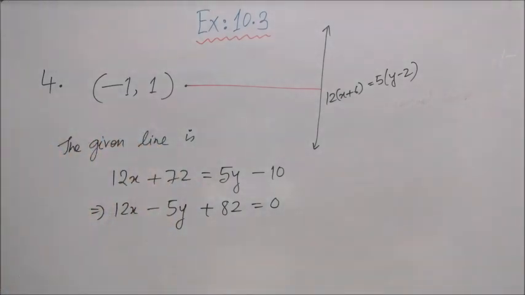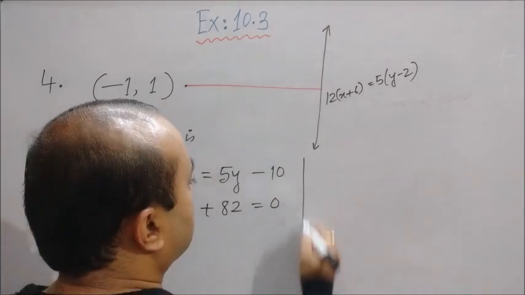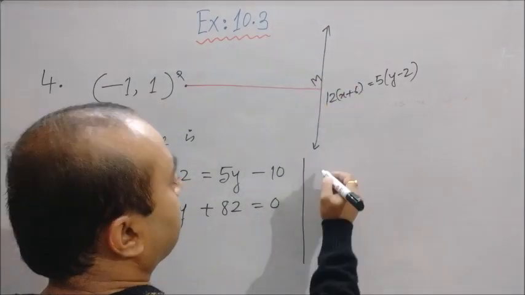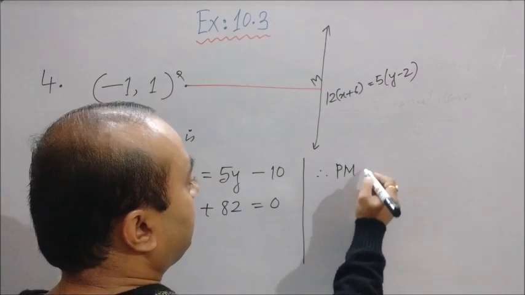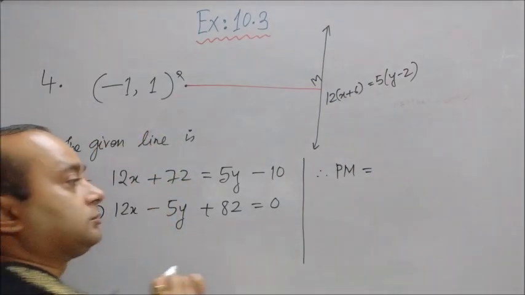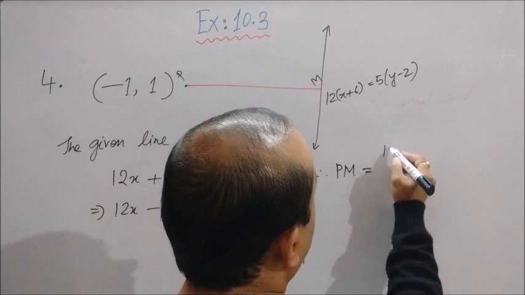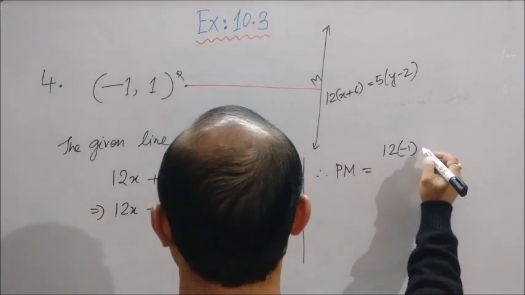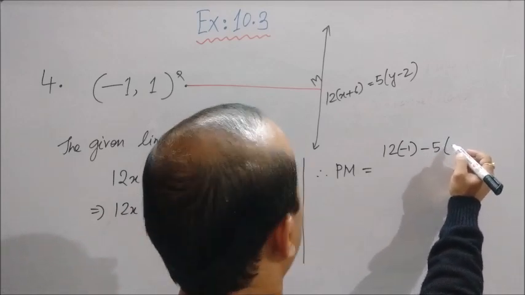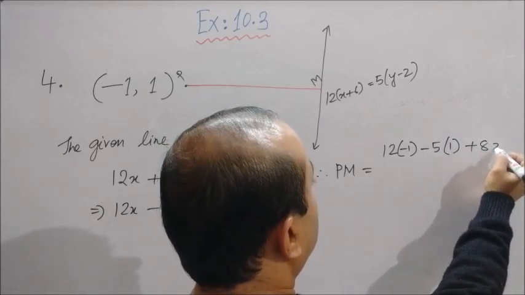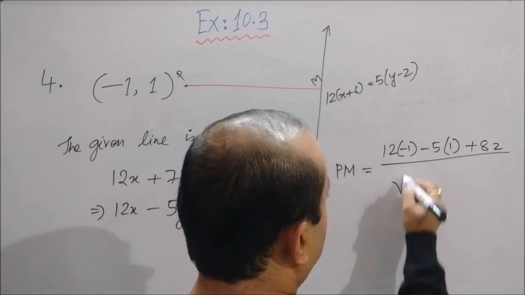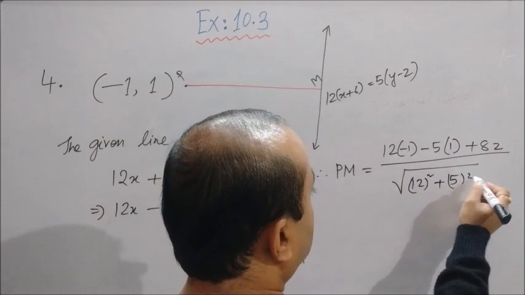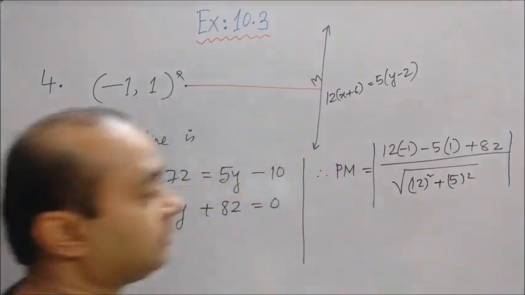So now if we want to find the distance, I'll write down this point is P, this point is M. Therefore, PM is equal to, what is the formula? 12 into alpha minus 1, minus 5 into 1, plus 82, divided by the square root of 12 square plus 5 square, and within the modulus sign.